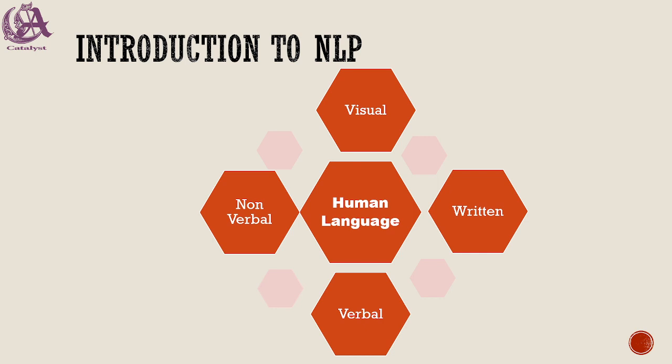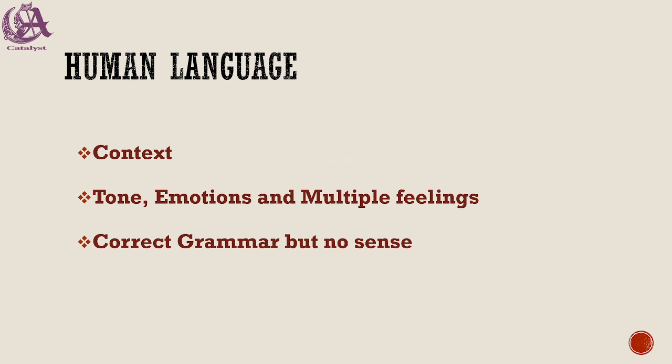Before we see the numerical conversion, we have to know certain attributes of human language. Human language has attributes like context, tones, emotions, and multiple feelings attached to certain words. Then there is correct grammar; sometimes sentences have correct grammar but no sense at all. So let's see the context.